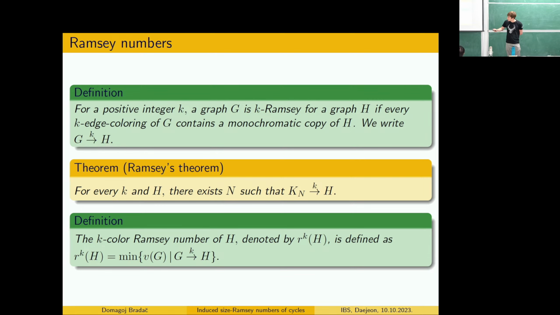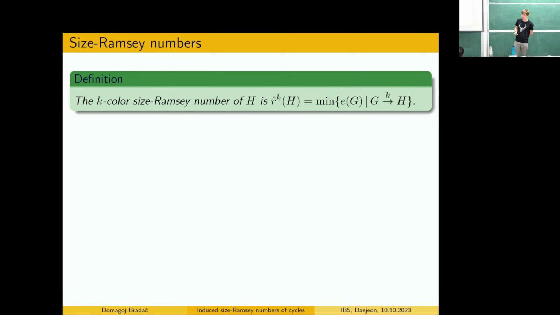But this formulation perhaps better motivates the following definition, that of size-Ramsey numbers, which was first introduced by Erdős, Faudree, Rousseau, and Schelp. Again, given a number of colors k and a graph H, it's now the minimum number of edges that the host graph needs to have such that it's k-Ramsey for H. So the standard Ramsey number measures the minimality of the host graph in terms of the number of vertices, while the size-Ramsey number measures the minimality in terms of the number of edges. Clearly these numbers are well defined because, if you take a large enough clique, it will be Ramsey, so these numbers are finite.